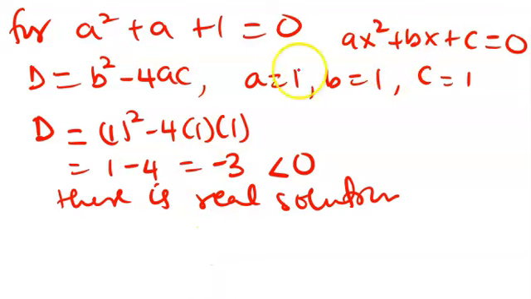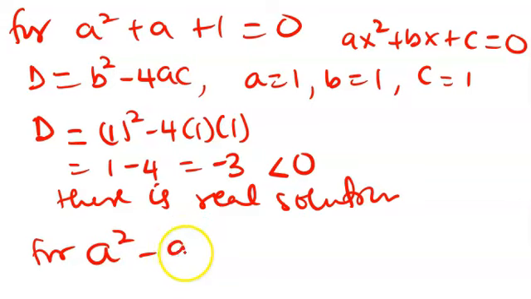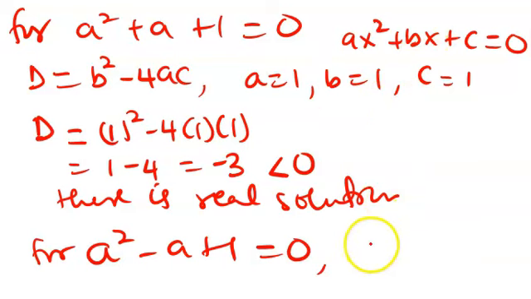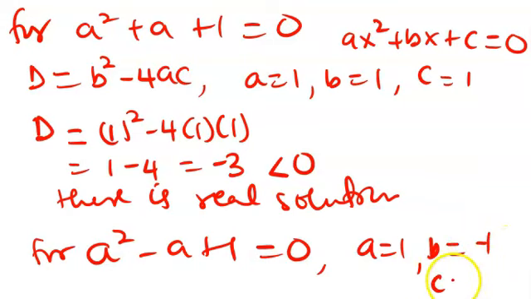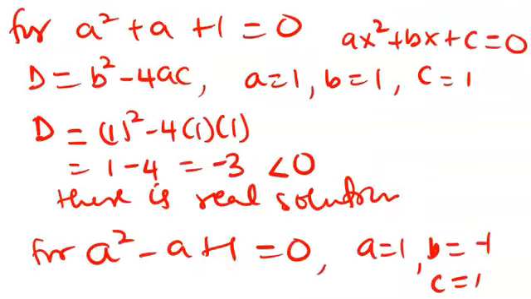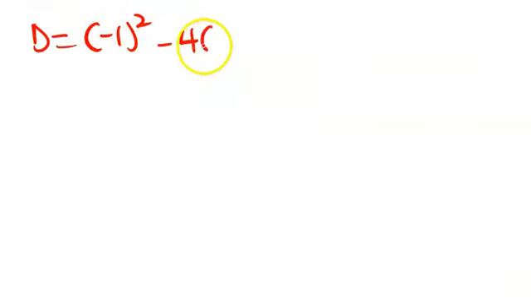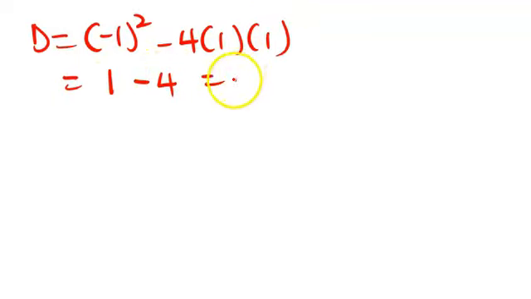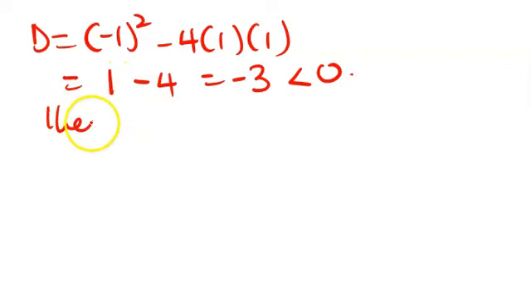Okay, now let's look at a squared minus a plus 1 is equal to 0. If we compare it with the standard quadratic equation, a is 1, b is minus 1, and then c is 1. So we find the discriminant. The discriminant will be minus 1 squared minus 4 times 1 times 1. So this is positive 1 minus 4, and it's the same as minus 3. So this is less than 0. If the discriminant is less than 0, then we are not going to have a real root. So there is no real root.